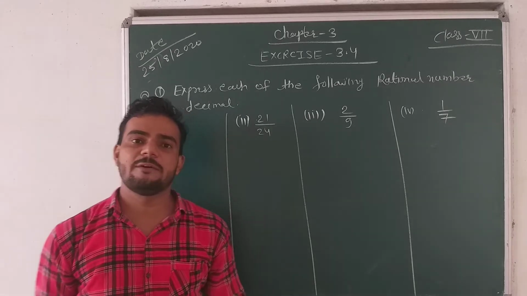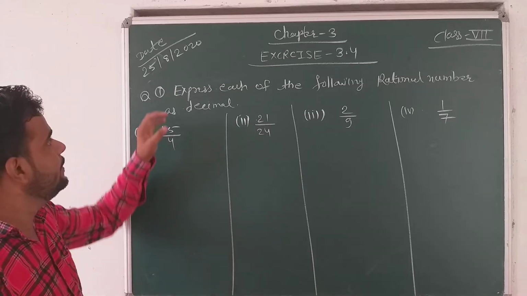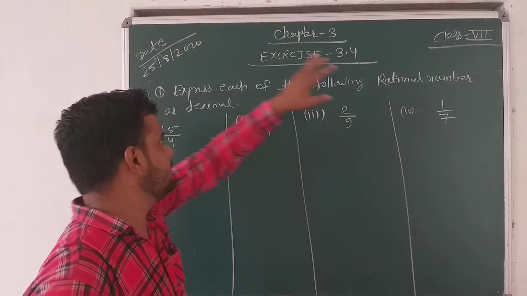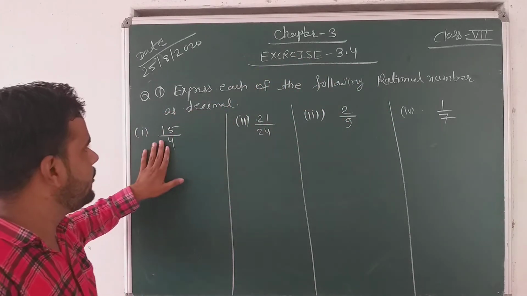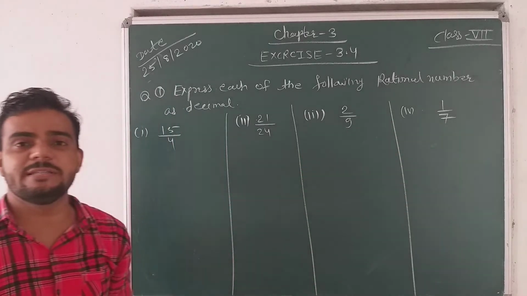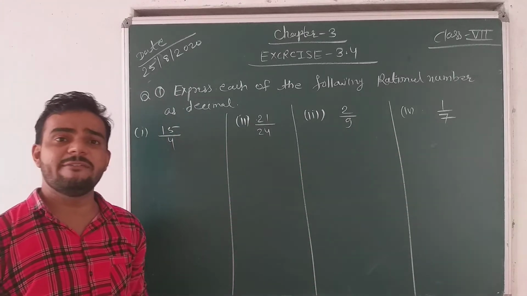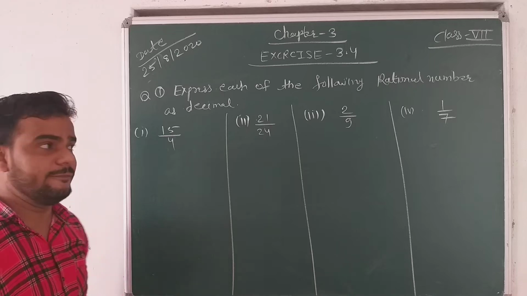So now we are going to start our exercise. The first question, just see: express each of the following rational numbers as a decimal. These four are given to you, then you express them in decimal form. By dividing, as you already know, we can express.